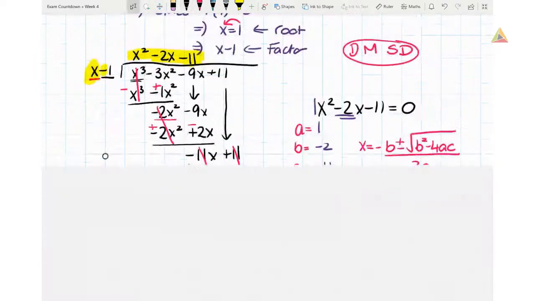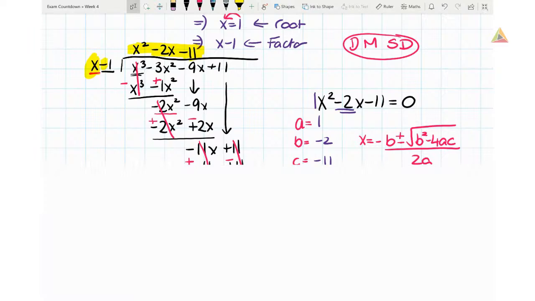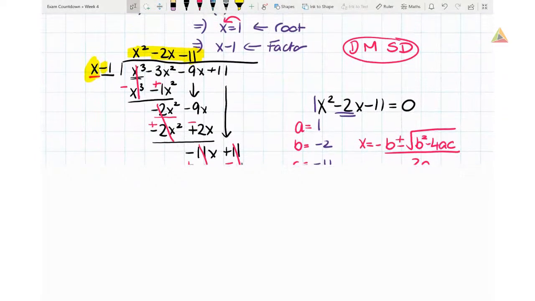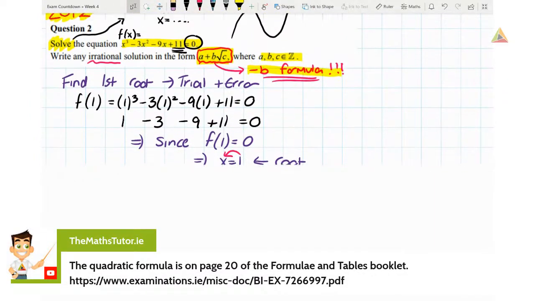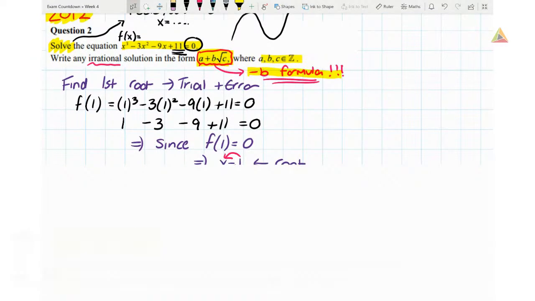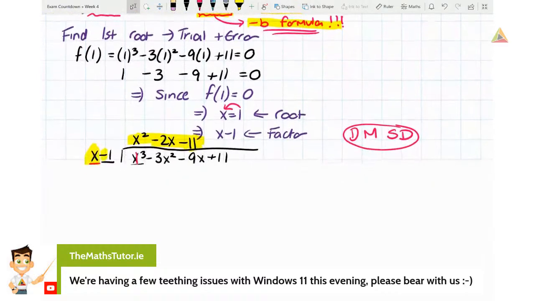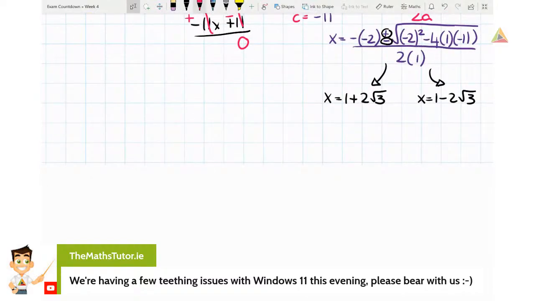Okay, and let's just remind ourselves, always go back and check that you've answered the question. So if I scroll back up here to the question, I hope you can see that okay. The question asked us to write our irrational solutions in that form, so that's fine. They're already in that form, 1 plus 2 root 3 and 1 minus 2 root 3. But the question asked us to solve the equation. Okay, so our solution should have 3 answers.